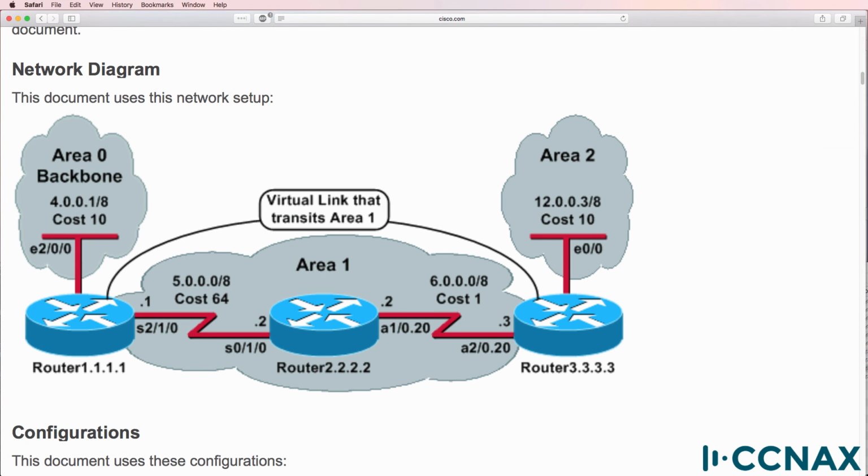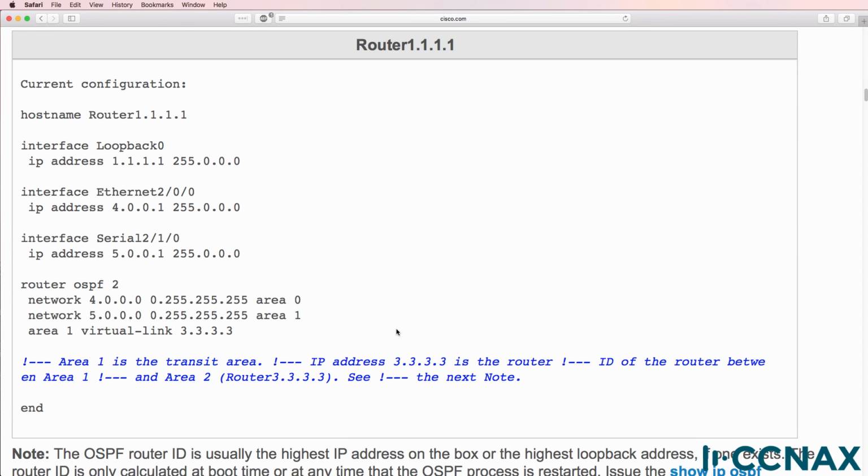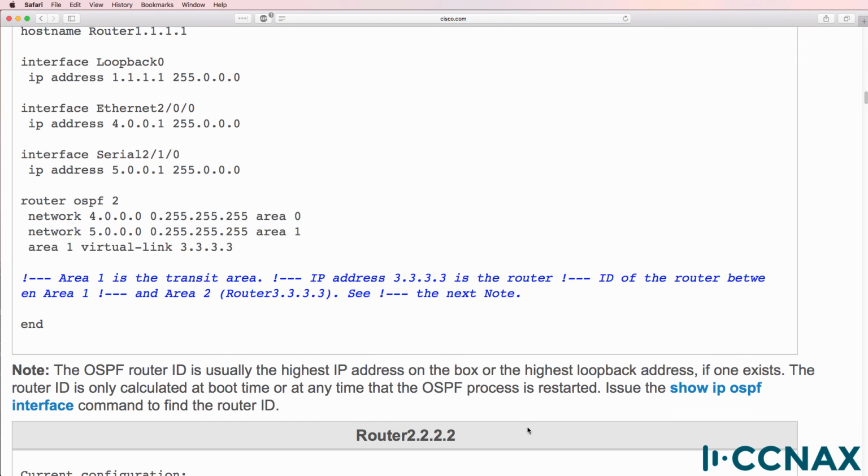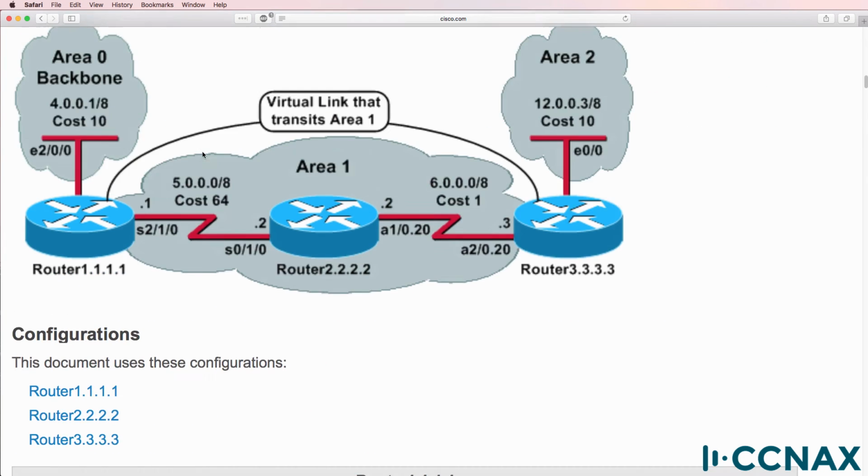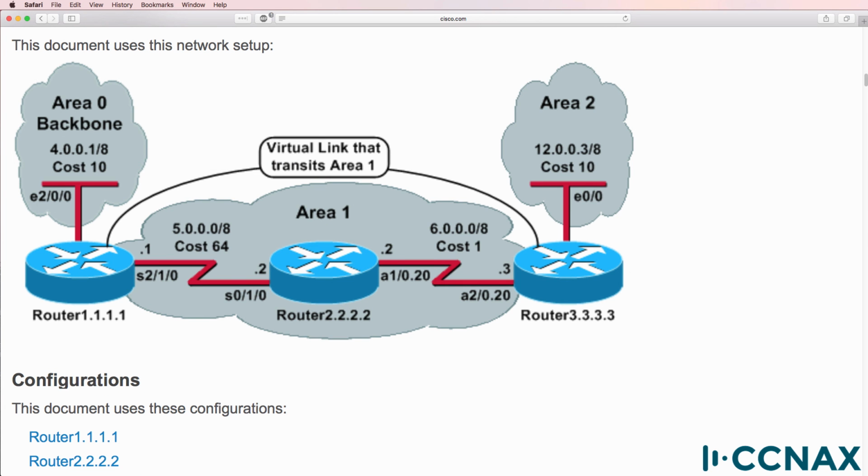So why is that a problem? If the interface that you're using was selected by the router as the router ID, and you configured that router ID in this command, and the interface went down and the router rebooted, this command would no longer work because the router ID had changed. Notice Cisco tell you the router ID is usually the highest IP address on the box or the highest loopback address if one exists. The router ID is only calculated at boot time or at any time when the OSPF process is restarted. So what's the recommendation? For OSPF, specify a loopback address and then manually configure the router ID.